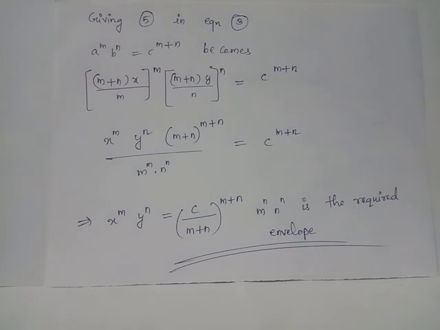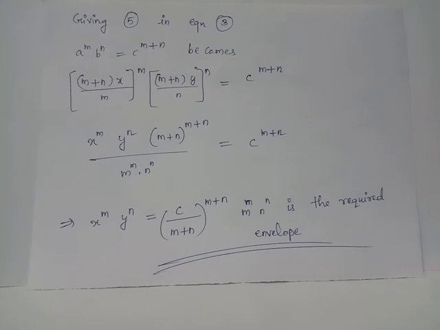Here, you can rewrite the LHS as x raised to m into y raised to n multiplied to m plus n the whole raised to m plus n divided by m raised to m into n raised to n. We have by exponential law m plus n the whole raised to m multiplied to m plus n the whole raised to n equals m plus n the whole raised to m plus n. When you take terms independent of x and y from the LHS to the RHS, this equation can be rewritten as x raised to m into y raised to n equals c by m plus n the whole raised to m plus n multiplied to m raised to m into n raised to n, which is the required envelope independent of parameters a and b.